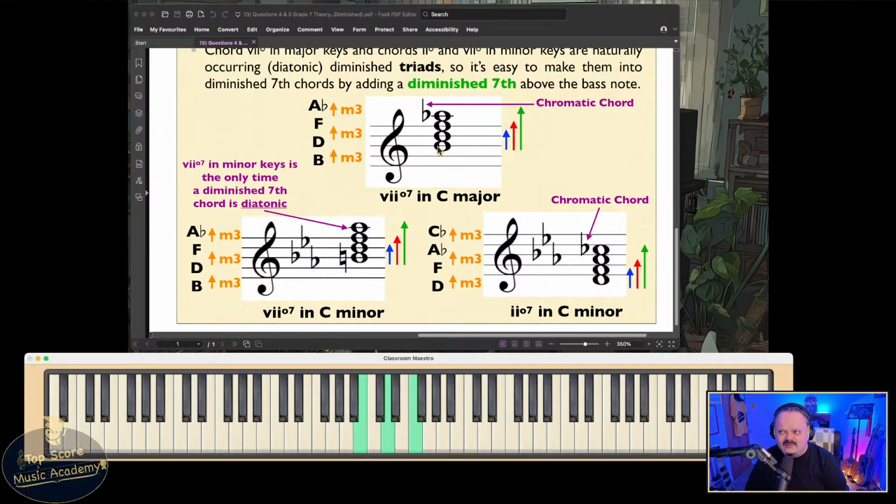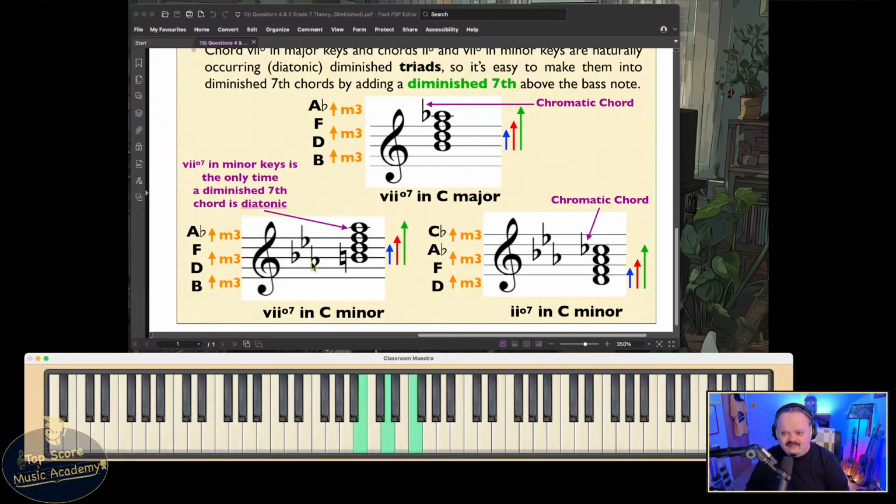The only difference is in a minor key, you would notate the B as a B natural, because you're in the key of C minor. You have 3 flats, so you need to indicate that B has been raised. It's the 7th degree of the scale, and that's normal in minor keys. So all we need to do is add the diminished 7th on top, which is the A flat. The A flat already exists from the key signature, as you can see here.